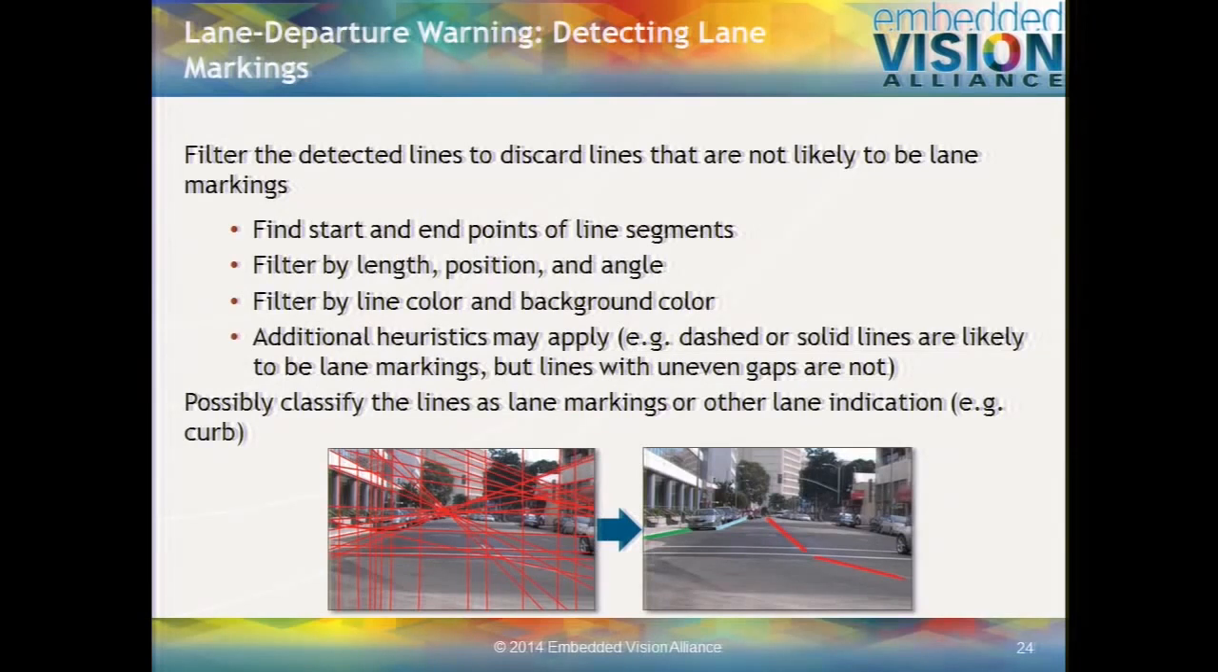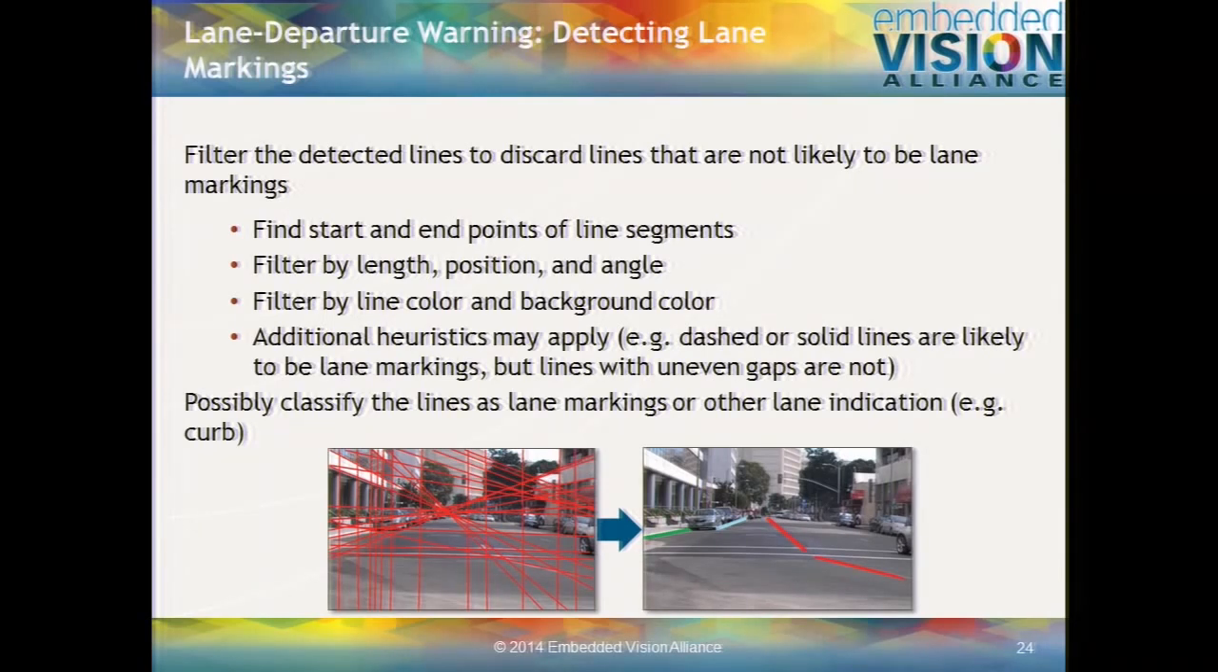And then typically we're going to start applying additional heuristics to determine, well, of all these lines in the image, which ones are likely to be lane markings. Well, we know some things a priori, right? Like we know lane markings don't usually appear in the sky, so we're probably going to discard lines that are in the field of view well above the roadway.